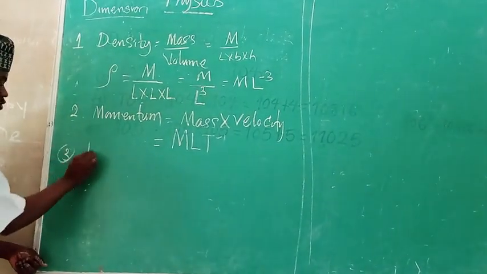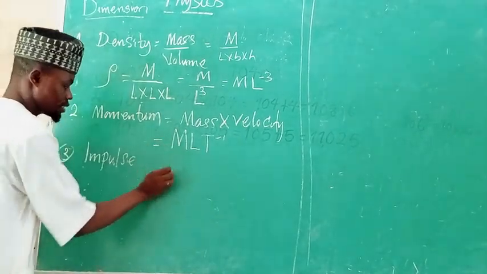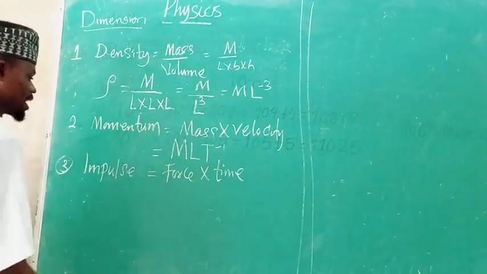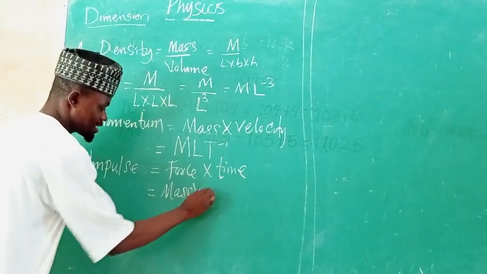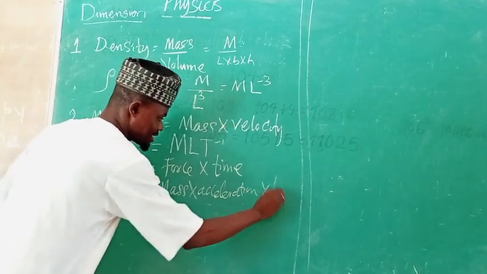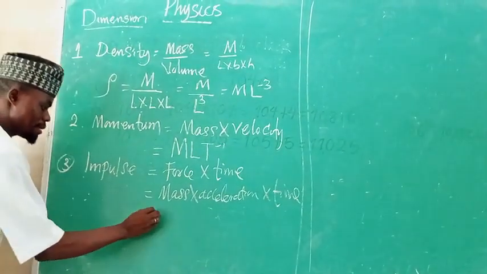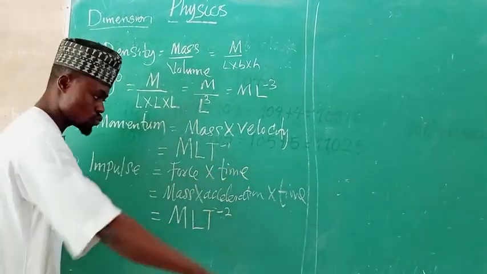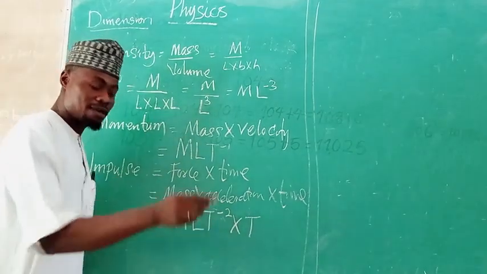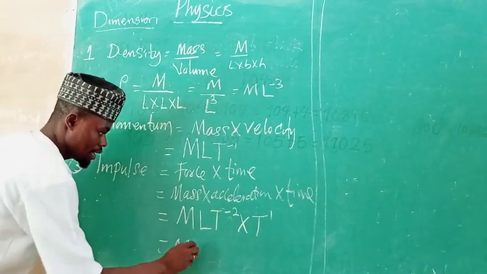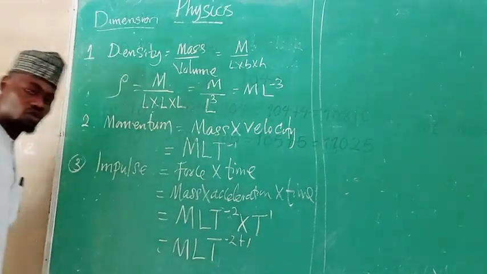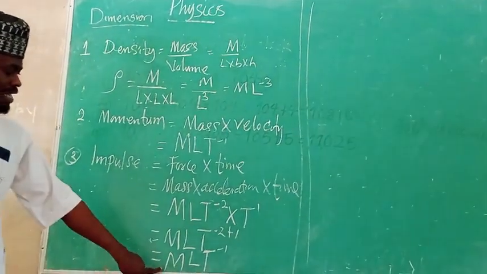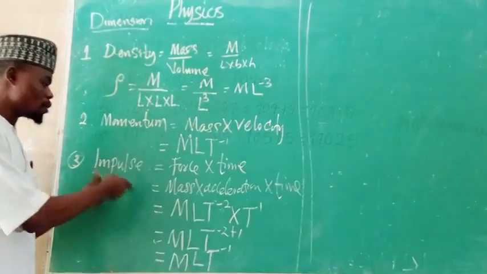Then number 3, impulse. Impulse is equal to force times time, the product of the force on an object and the time taken. We know that force is mass times acceleration, then times the time. Mind you, the dimension for mass is capital letter M, and acceleration is L T minus 2, which means the dimension for force is M L T minus 2. Then time is capital letter T, raised to power 1. We now have M L T minus 2, then plus 1, according to the laws of physics, because there's a connection between them. M L T minus 2 plus 1 is minus 1. And if you look at this dimension and this one, they are the same, which means the dimension for momentum and impulse are the same.